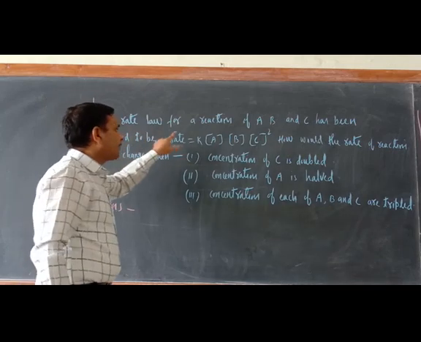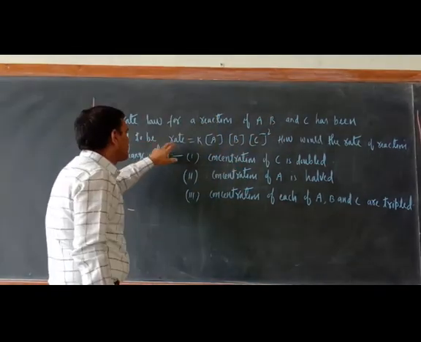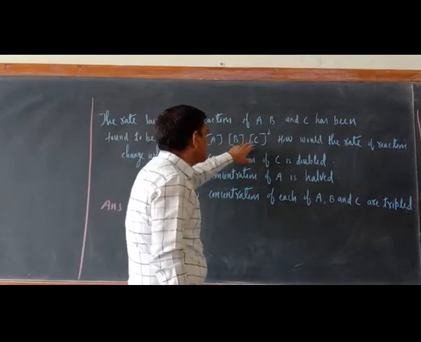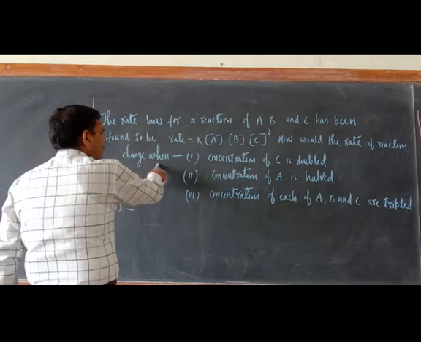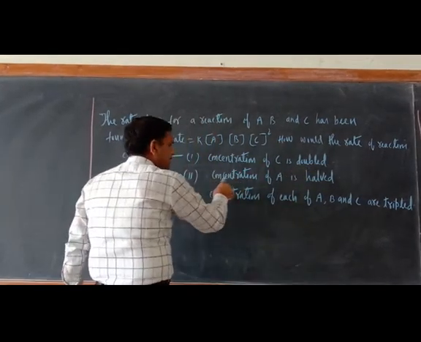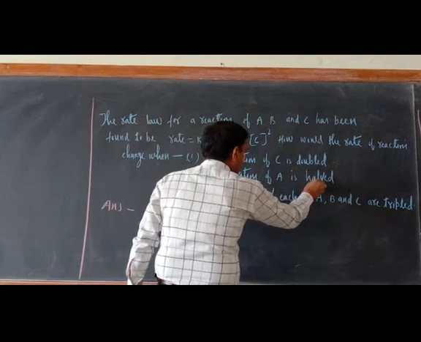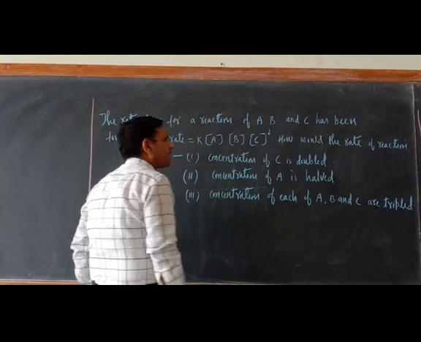The rate law for a reaction of A, B and C has been found to be rate equal to k[A][B][C] raised to the power 2. How would the rate of reaction change when the concentration of C is doubled, when the concentration of A is halved, and when the concentration of each of A, B, C is tripled?